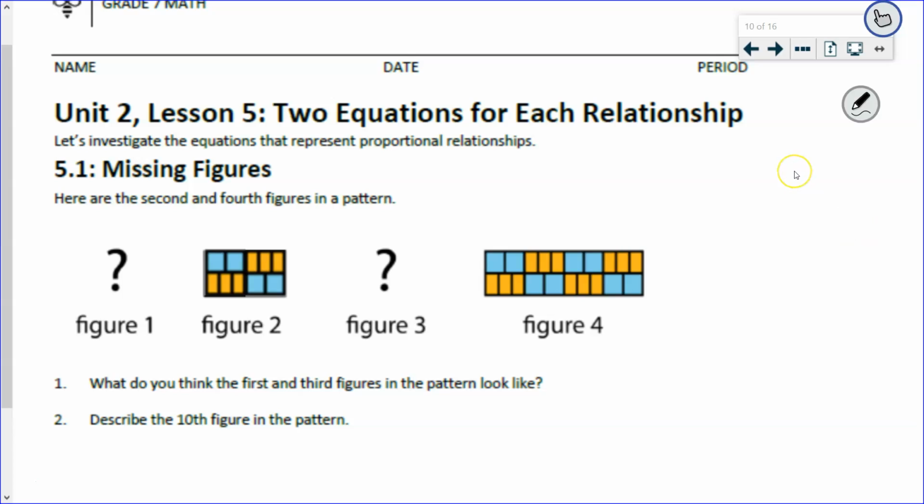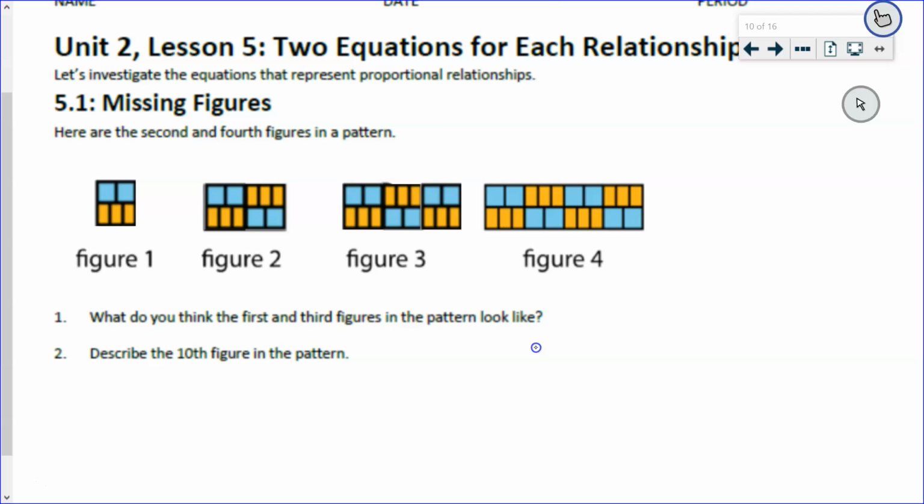And we're back. Figure 1. I hope that you understand that figure 1 is going to look something like that. And figure 2 is going to look something like that. Figure 3 would look something like that, yes? And so figure 10, please describe what figure 10 would look like. Jada, give it a shot.